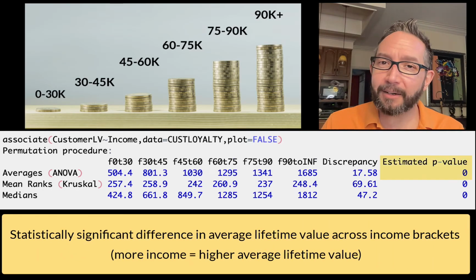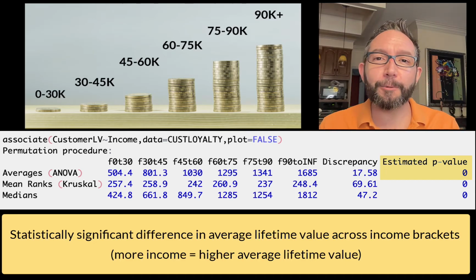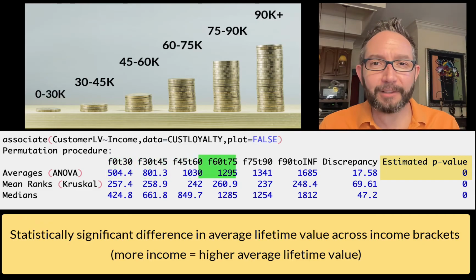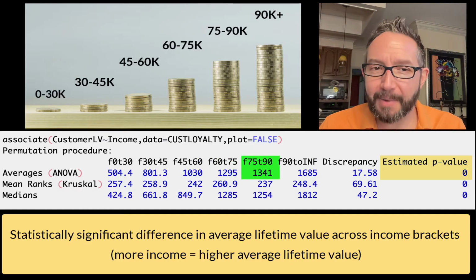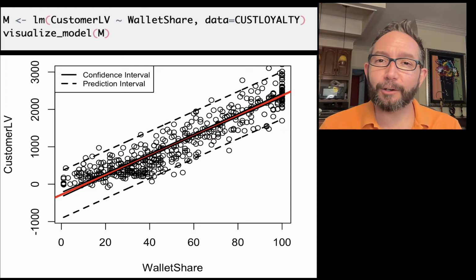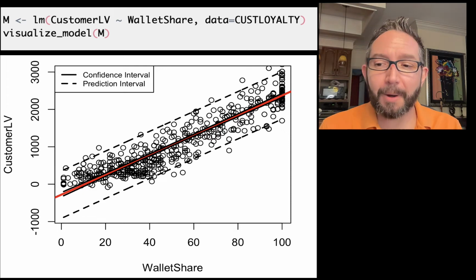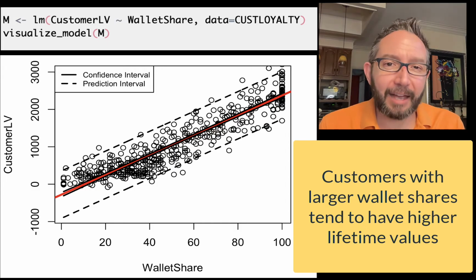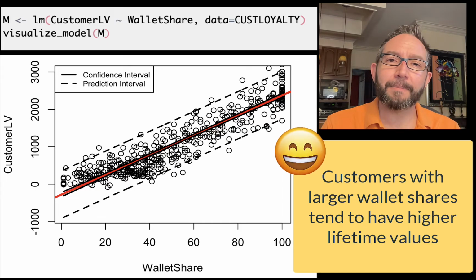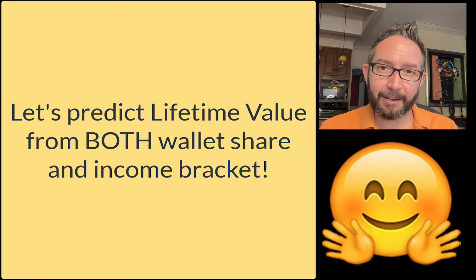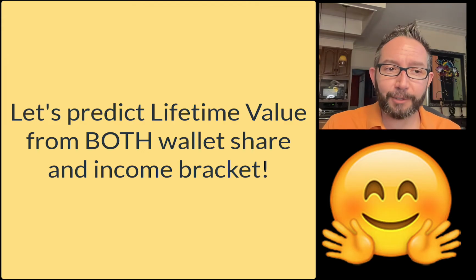The p-value comparing the averages to each other is much less than 0.05, and we can see that almost uniformly as we go from one income bracket to the next, higher and higher incomes, that average lifetime value tends to increase. Kind of makes sense. And then also, if we look at the relationship between the customer's lifetime value and their wallet share, we find a fairly strong positive relationship. Customers with larger wallet shares tend to have higher lifetime values as well. Makes sense. So let's incorporate information from both of these predictors, wallet share and income bracket, when studying the lifetime value of a customer.